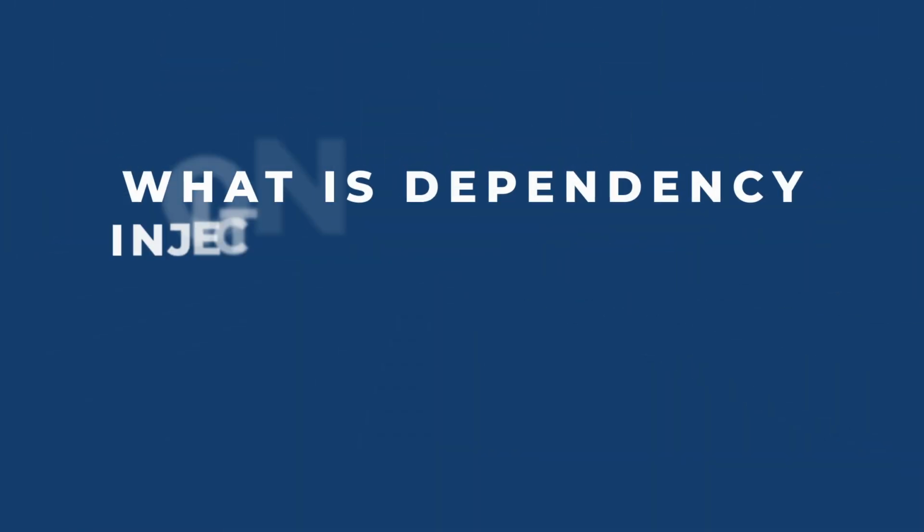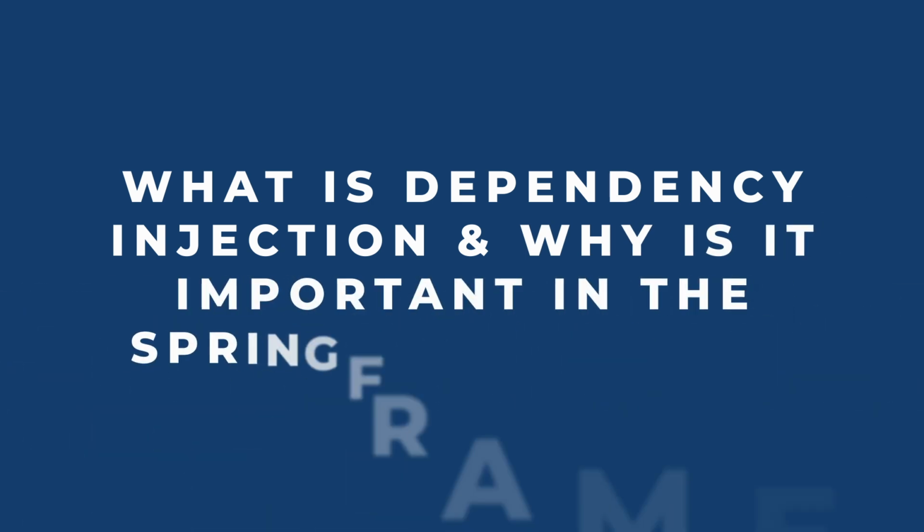What is dependency injection and why is it important in the Spring framework? Dependency injection is a design pattern used in software development to achieve what we call inversion of control. In simple terms, instead of a class creating its own dependencies, the dependencies are injected into the class from an external source, typically by a framework like Spring. Doing this promotes loose coupling between components, makes the code more modular, more testable, and ultimately more maintainable.